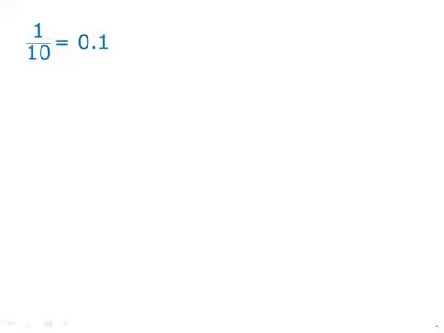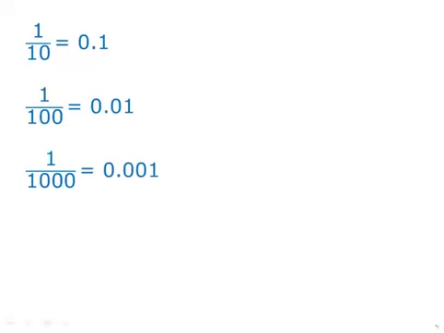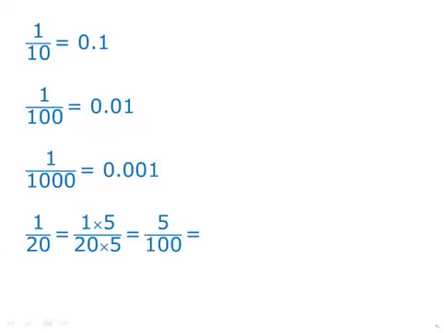1/10 is 0.1. 1/100th is 0.01. 1/1,000th is 0.001. These should be familiar already. But we can use these to get some other fractions. So for example, 1/20th, well, one way to think about that, I'm just going to multiply numerator and denominator by 5. And the reason I'm doing that is because I want to get 100 in the denominator, 5 over 100, which of course is 0.05. That's one way to think about the decimal form of 1/20th.